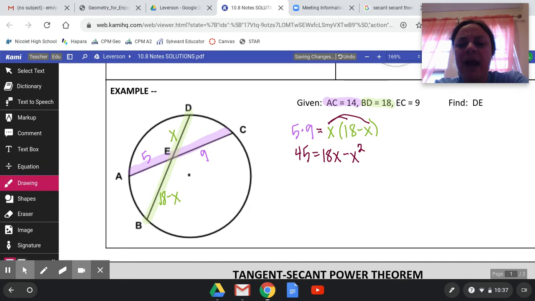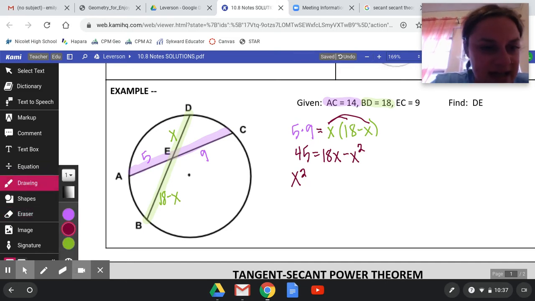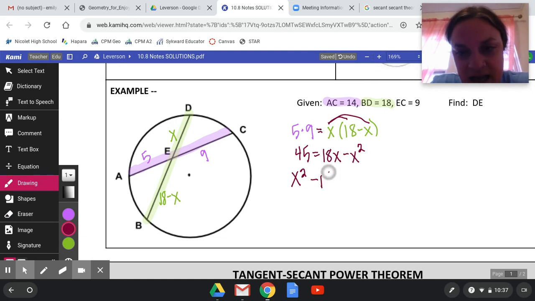Because it's a quadratic, I need to get everything equal to 0. So I'm going to add the x squared and subtract the 18x, because that'll keep my x squared positive, which for me, when I'm factoring, is a little bit easier. So adding the x squared to both sides, I get x squared, and then subtracting 18x from both sides, minus 18x plus 45 is equal to 0.